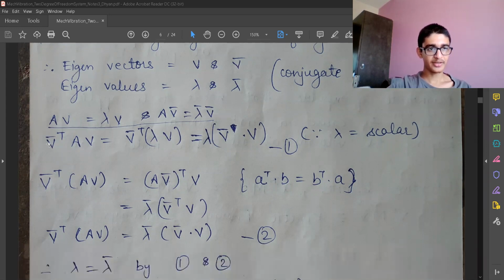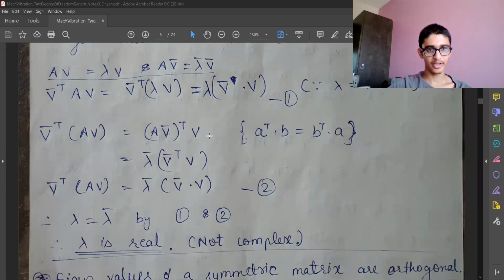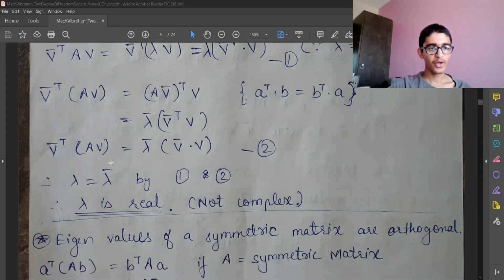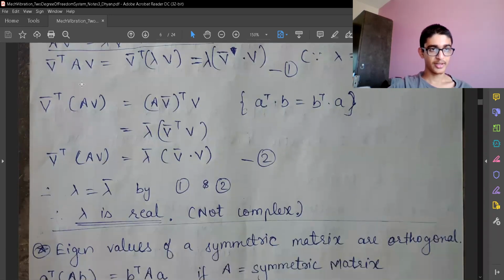So doing some operations, V conjugate transpose into A into V is equal to this value, and we are doing the opposite also using the other properties where we have substituted AV as some value, and using this property also, A transpose into B is B transpose dot A. So we have come to a conclusion that lambda is equal to lambda conjugate using these two equations. So the LHS are equal, so the RHS must be equal. That's why lambda and lambda conjugate are equal.